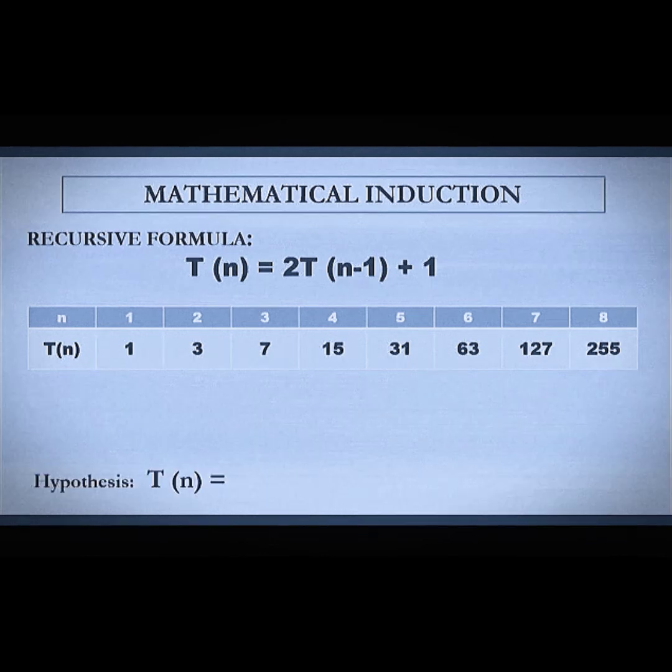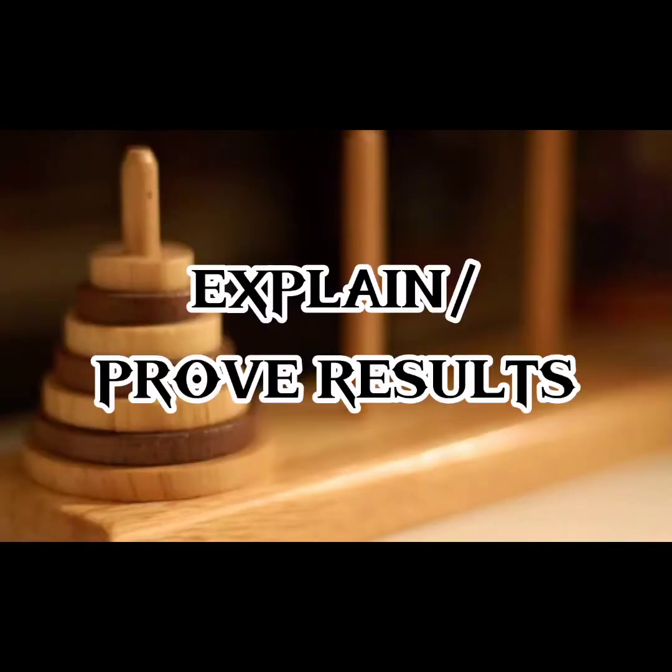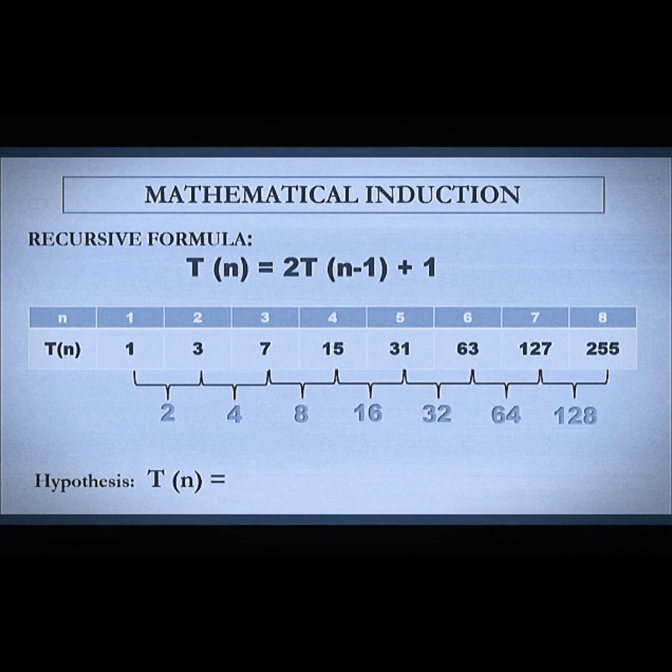To find the closed formula, we have to look for a pattern. We always add powers of 2. So from t of 1 to t of 2, we are adding 2, and the next 4, then 8, and so on. Our hypothesis is t of n is equal to 2 raised to n minus 1.